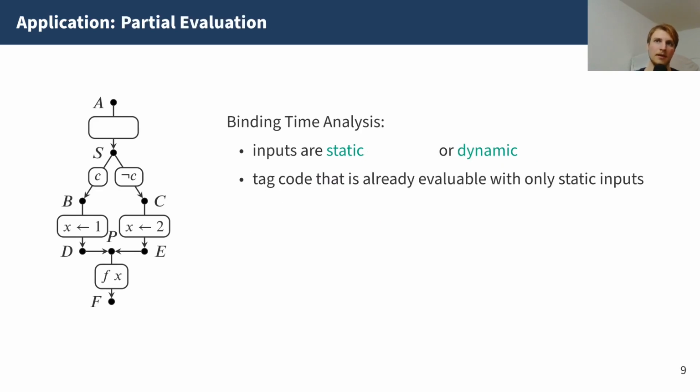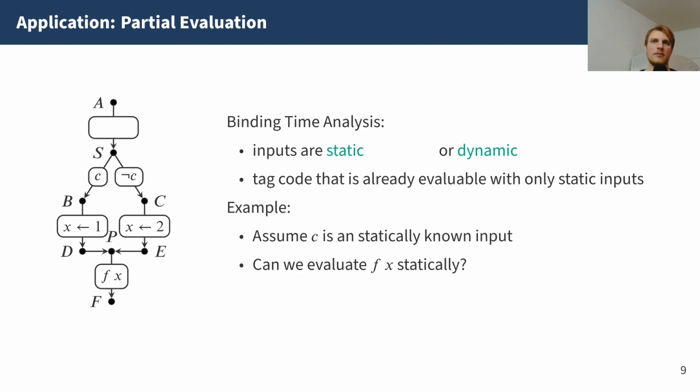There's also one other domain which is interested in uniformity, and this is the binding time analysis that is the subject of interest in partial evaluation. In partial evaluation, we assume that inputs are either static or dynamic, so the static inputs are already given at compile time, and the goal now is to find which code is evaluable only with the static inputs.